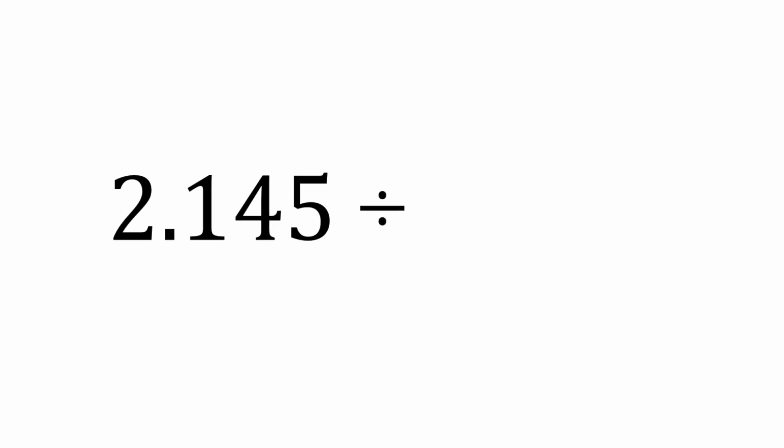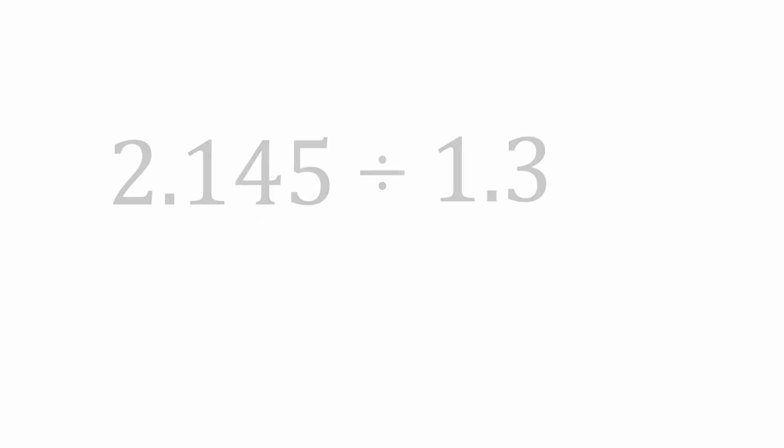Now how about this? 2.145 divided by 1.3. So we have two decimals, both the dividend and the divisor. So let's find the quotient. So let's have the symbol for long division, and then the dividend 2.145 and the divisor 1.3. So as I said, the divisor must be whole. That means we need to move the decimal point. So let's move this. Since it is moved once, we have to move once also in the dividend. So now it is 21.45 divided by 13.